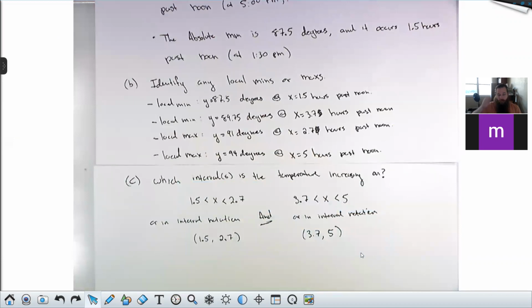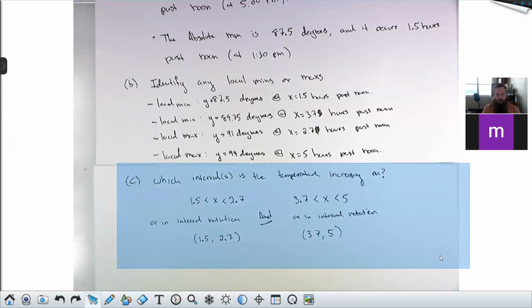If we don't specify, if we just say where is the function increasing or where is the function decreasing, you could give your answer in either format. But if it says in interval notation, we need it like this. If it says in inequality notation, we need it like this. Any questions on part C?